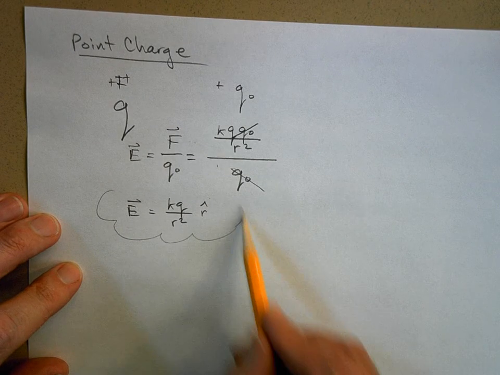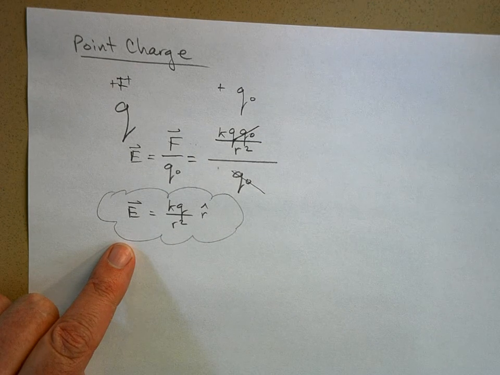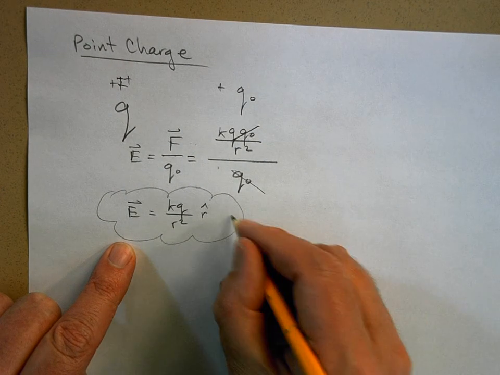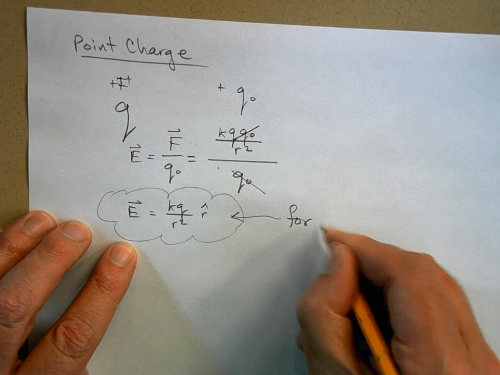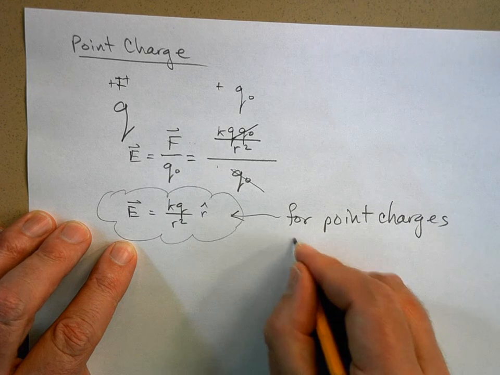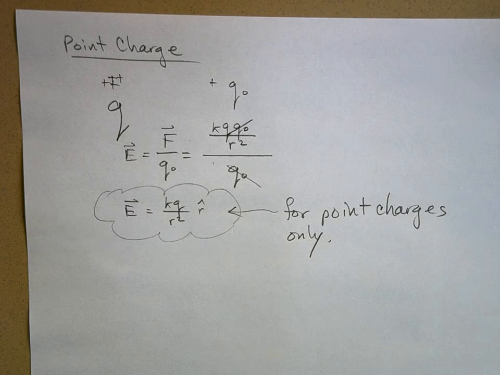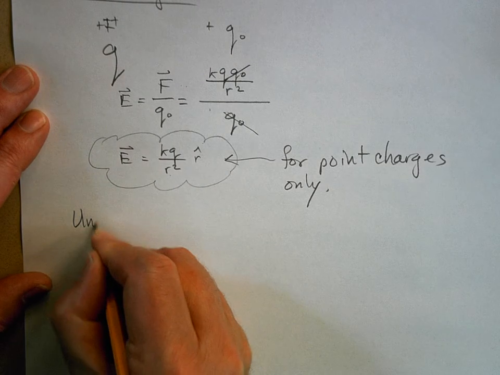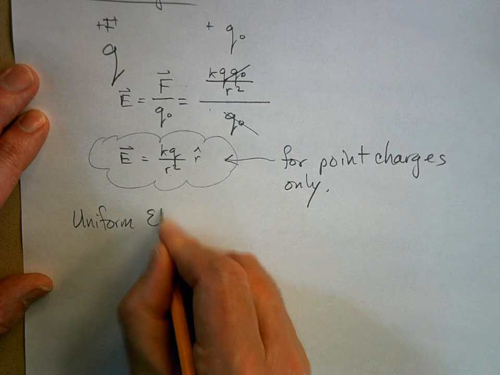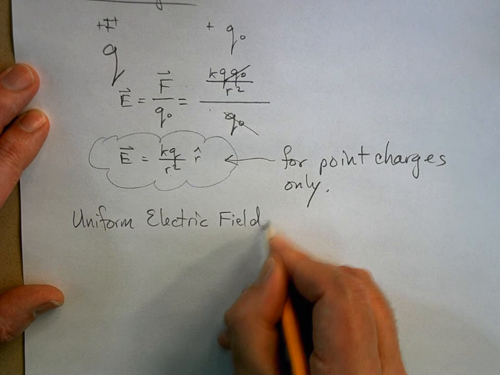Now, when we make an equation list, this is going to be in your equation list, and I tell you to sometimes put comments or restrictions in there. This is for point charges only. So don't use this equation if I give you a different kind of electric field. Now, sometimes we're going to deal with uniform electric fields. And I'll show you how we do that.